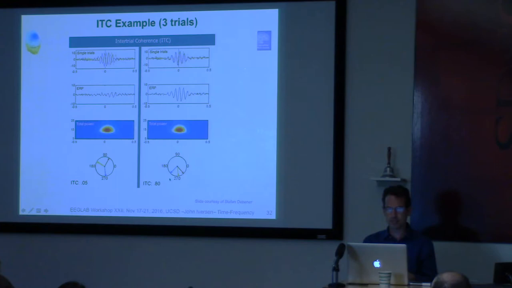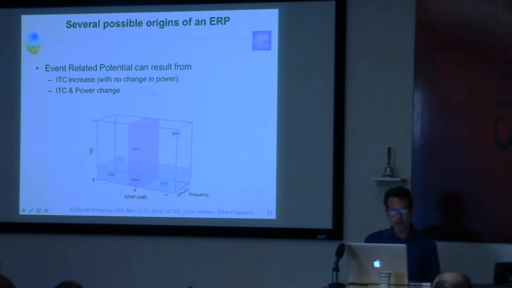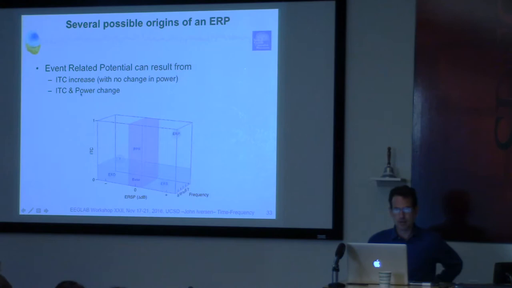So moving back to this diagram, we see this vertical ITC axis here. It gives us a way to think about how ERPs actually arise, and therefore what an ERP means about what's going on in the brain. There are two main ways you can get an ERP. First is that you simply have an increase in intertrial coherence. Even with no change in power, you can get an ERP, and that's this vertical range here. Or you can have change in both intertrial coherence and power. I'll show you some examples of that, but just keep those in mind.